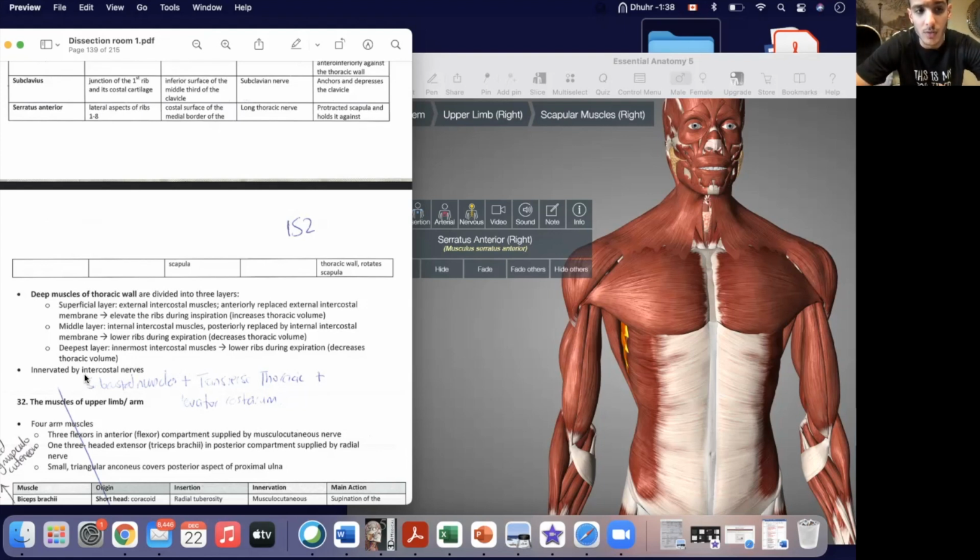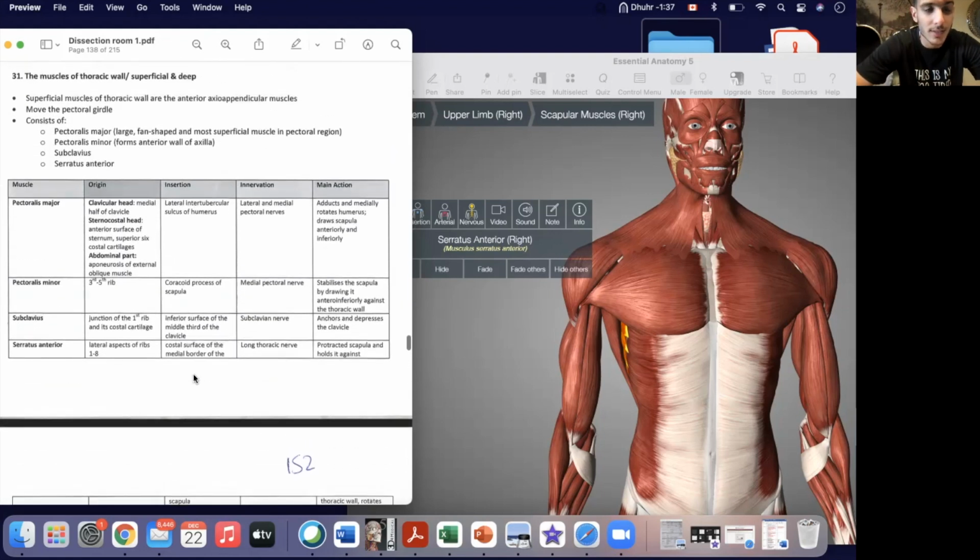And all of those muscles right here are basically forming the deep muscles of the thoracic wall, plus three of them that have not been mentioned on this document: the subcostal muscles, the transverse thoracic muscles, and the levator costarum. And those three additional ones that I mentioned right now are part of the deep muscles. Okay, so let's just dive into, let's say, the Pectoralis Major.